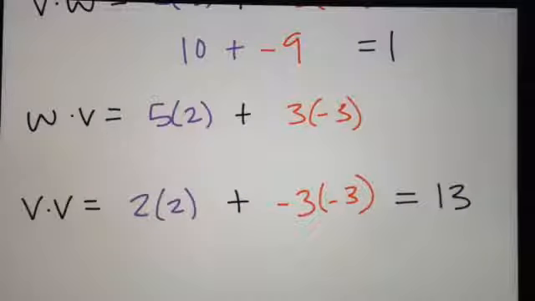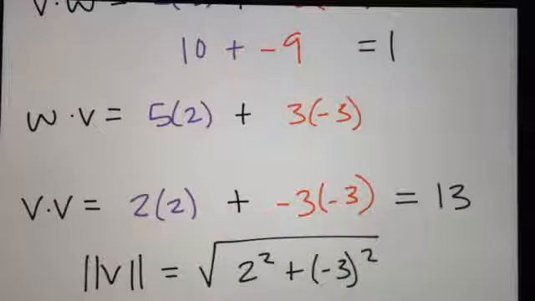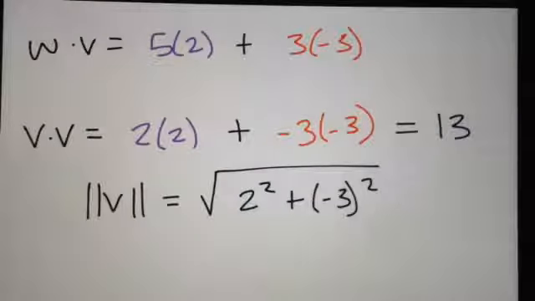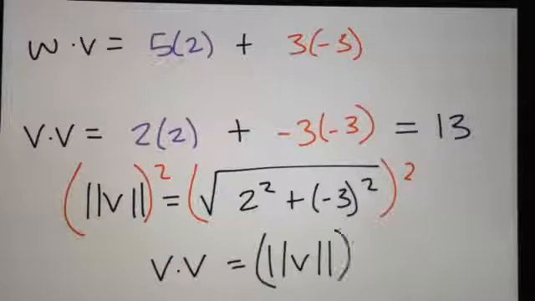If you wanted to find the magnitude of v, then you would be taking the square root of 2 squared plus negative 3 squared. And so if we look at this, if we were to square each side here, then we're going to say the dot product v dot v is the exact same as the magnitude squared. I guess you don't actually need those parentheses. Let me fix that. The magnitude squared. So the dot product of v with itself is the same as the magnitude squared.